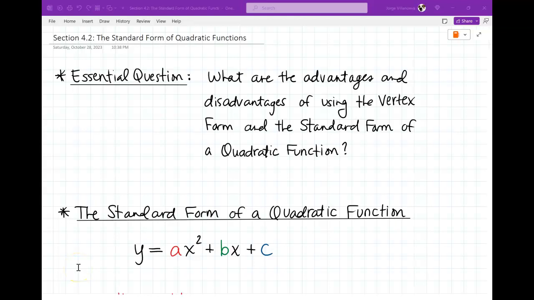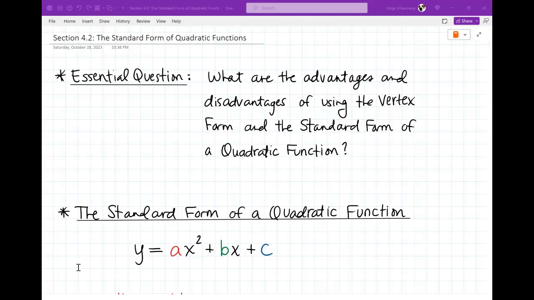All right, so we are going to be doing section 4.2, the standard form of the quadratic function. And as we discussed a little bit before I started recording, the essential question that we're trying to figure out is what's better, vertex form or standard form? Are they both good? Is one better than the other, or does the standard form have a lot of things that maybe aren't that great?